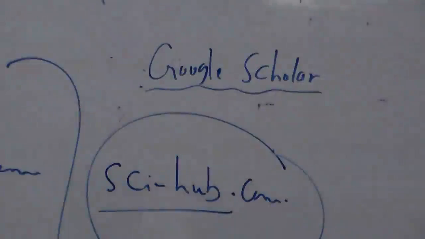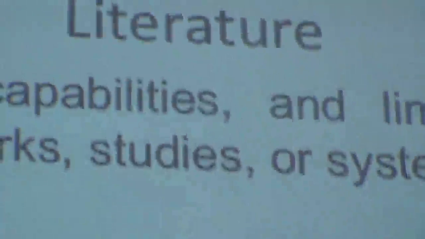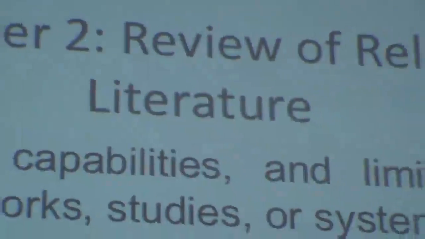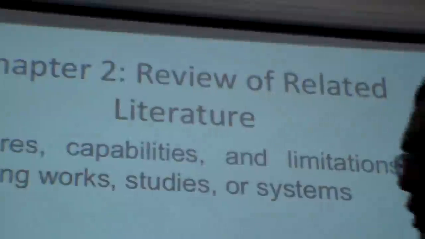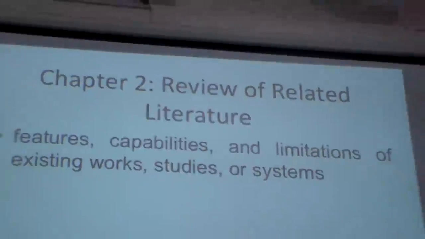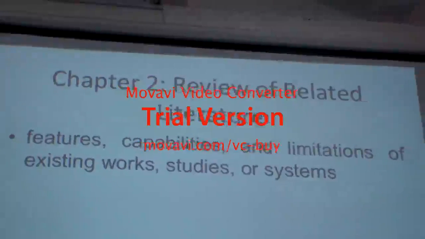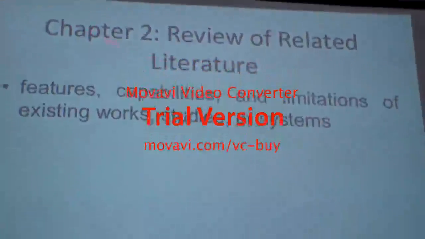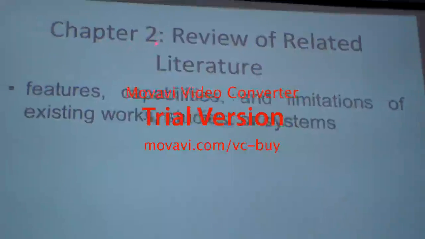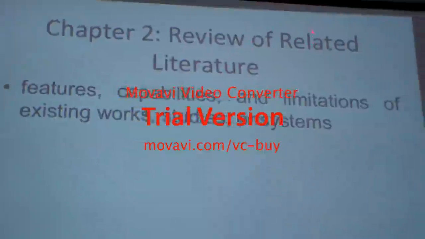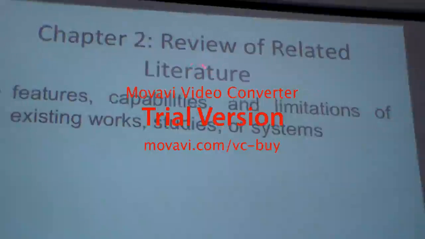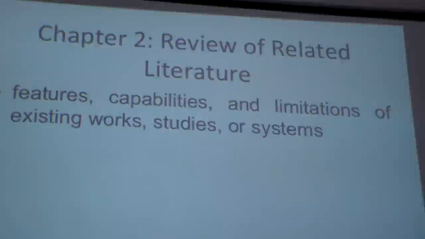Okay, let's talk about the second part of this lecture, which is proposal documentation. In the first part, we talked about how to prepare the abstract and chapter 1. In this part, we will discuss chapter 2 of the proposal, which is the review of related literature, or sometimes they call it literature review.